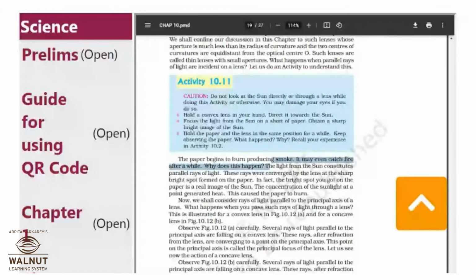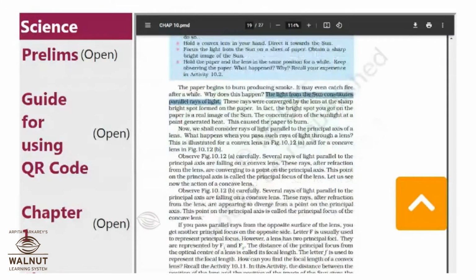So why does this happen? The light from the sun constitutes parallel rays of light, isn't it? So whenever you converge it with the convex lens to a sharp bright spot, the bright spot you got on the paper is the real image of the sun, isn't it? Whenever you see the bright spot on the paper, that is actually the image of the sun. That is a real image. What is the difference between a real and a virtual image? Who will explain to me?